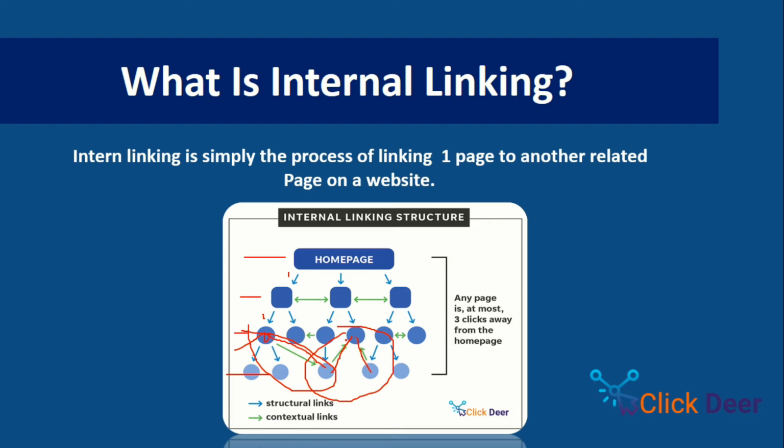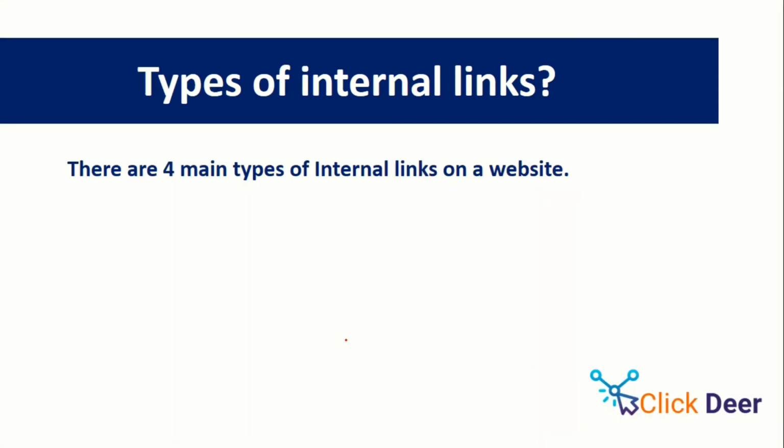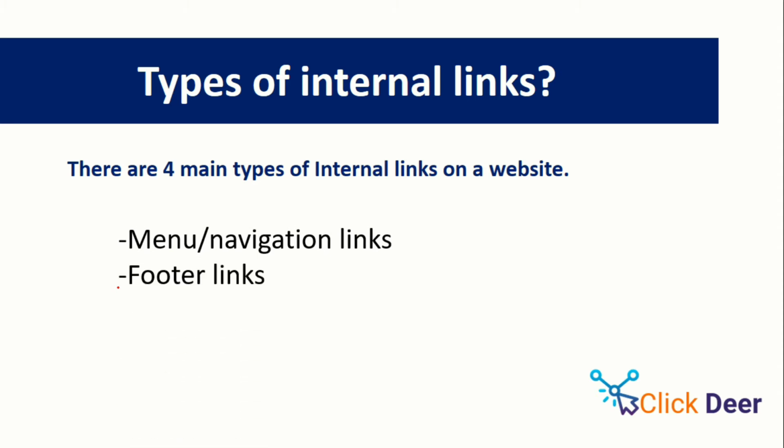Now let's move on to question number two. How many types are there of internal linking? Well, there are basically four main types of internal links on a website, which you can use, right? The type number one is the menu or navigational links. The second type of internal links is the footer links. The third one is the sidebar links. And the fourth one is in-text links, okay?